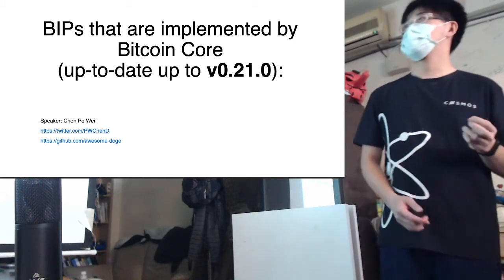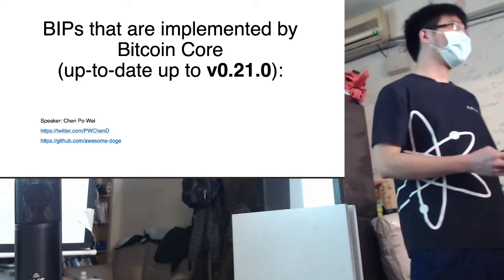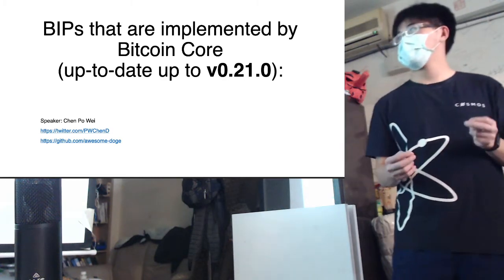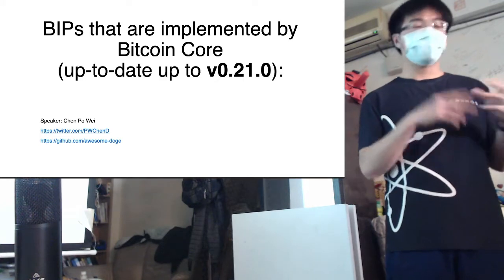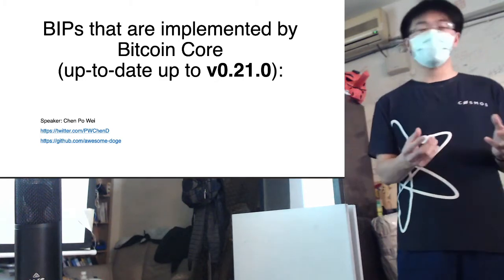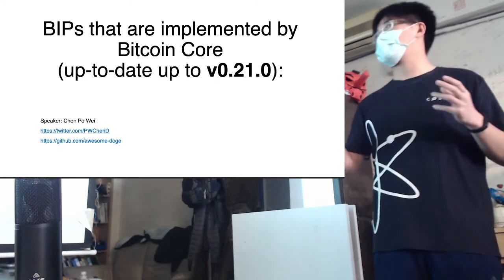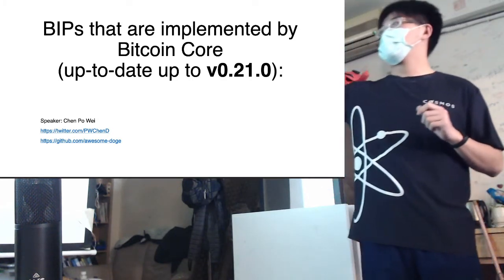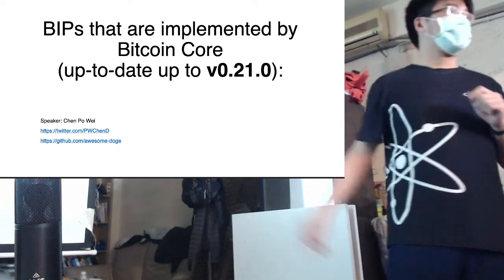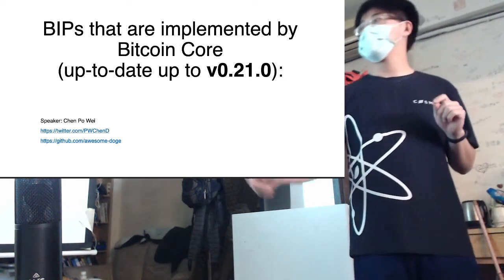Today we are going to talk about BIPs already done in Bitcoin. I'm not going to introduce how to propose a Bitcoin BIP. I'm going to talk about the ones already implemented, and this is already in 0.21.